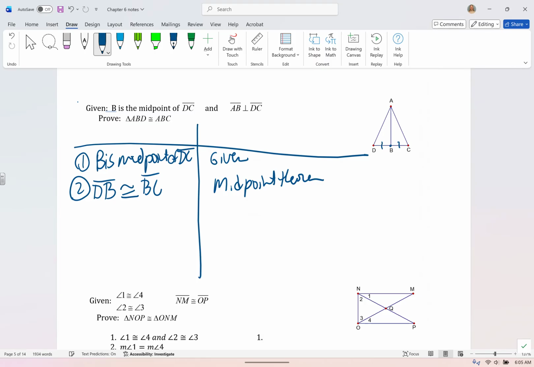Okay, so that would be great. We use this one and we used it for our given to say those two parts are matched. Okay, step 3, we've got that AB is going to be perpendicular to DC. Why? It's given. We should number this 1, 2, and 3.